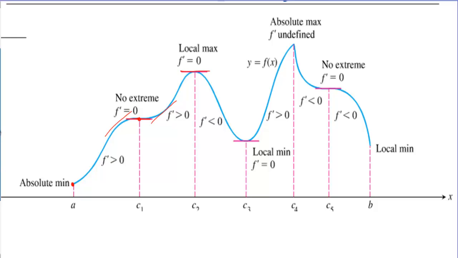Up here we have a local maximum. Here we have a local minimum, and over here we have an absolute maximum where f prime is undefined. We have no extrema here. The derivative goes from being negative to being negative across this 0. And then finally, on the endpoint, we have a local minimum.